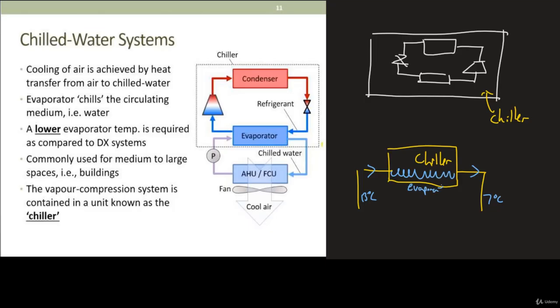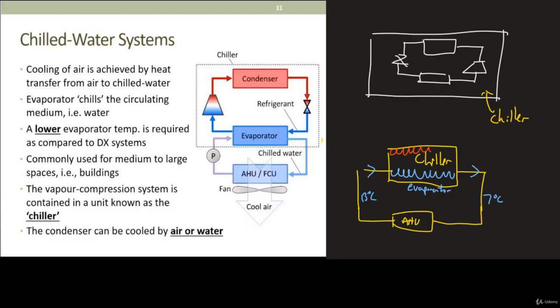So now there's this additional water loop that's flowing around, and ultimately it may flow into your AHU and FCU. AHU is what we call an air handling unit. Now at the condenser side, we know that this region is the condenser and it's very hot, and you have to remove heat from the condenser. There are two ways to remove heat from the condenser. It can be either by air or by water.